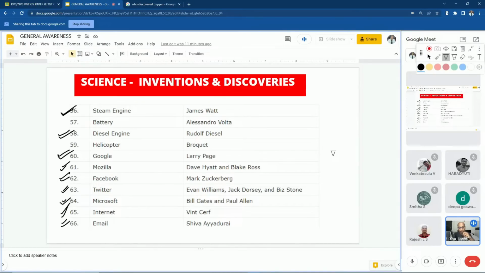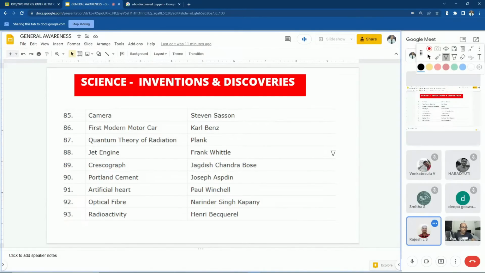Which is the most popular social networking site in India or in the world? Facebook or Twitter? Facebook, sir. Twitter. Even official communication is happening on Twitter nowadays. Right. So let us go to the next one.